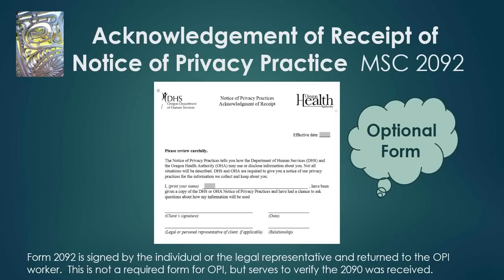Now, because this 2092 came out later than the 2090, it's not something that was agreed upon for the OPI program for AAAs when they got together to decide on the forms that we'd be using statewide. And so for that reason, this form is an optional form. And so I just want to make that very clear. I'll probably tell you 2 or 3 times that it's optional.